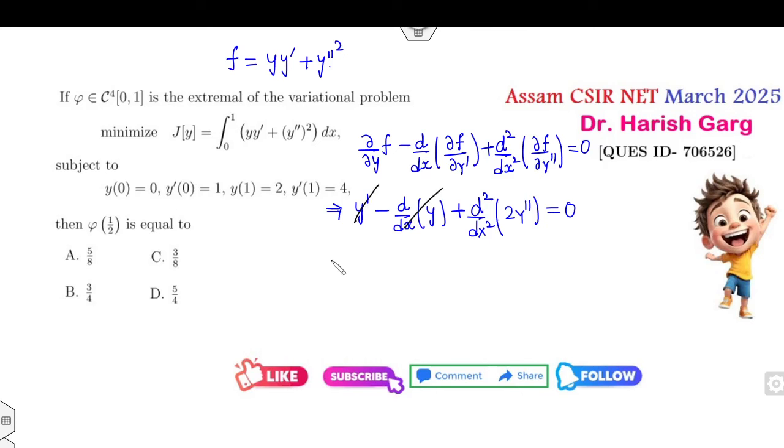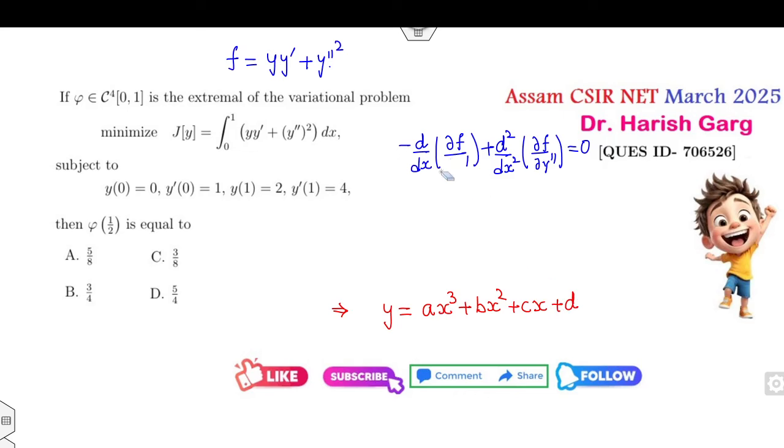Clearly, these two cancel, the 2 will be cancelled out, so the fourth derivative will be 0. Once you know the fourth derivative is 0, that means the solution will be a cubic equation, ax cube plus bx square plus cx plus d. Is it okay? Now based on this equation and the initial conditions, you can find the values.